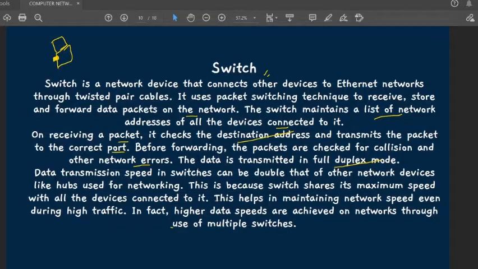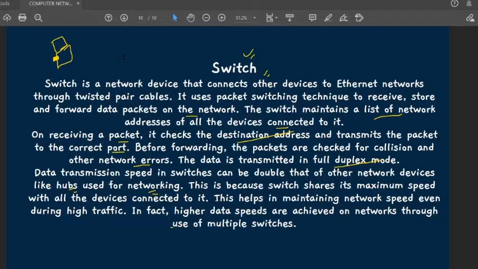Data transmission speed in switches can be double that of other network devices like hubs used for networking. It has more speed. We are going to see about the hub; the hub comes after the switch. It's also like a switch, but the only thing is that it does not focus on the address part. I can tell you by reference to the switch that a hub is also connecting the devices. I have also used this networking device in the previous video, if you remember.